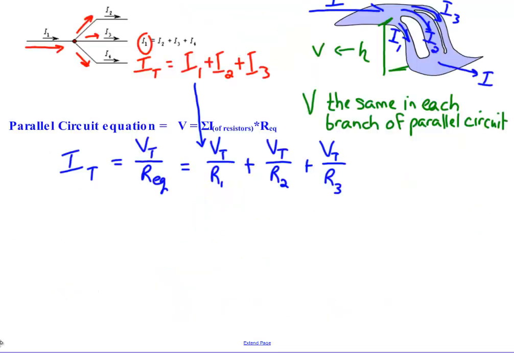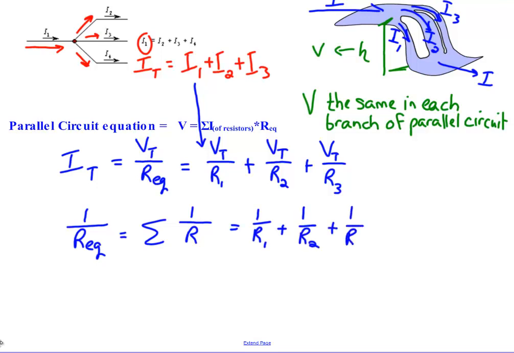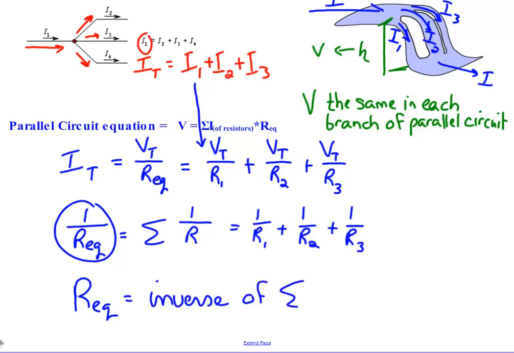So if we wanted to look at equivalent resistance in this case, we're going to look at 1 over the equivalent resistance equals the sum of 1 over each of the resistances. So that equals 1 over R1 plus 1 over R2 plus 1 over R3. When we're dealing with parallel circuits, we have to remember, first of all, that it's 1 over the equivalent resistance is equal to the sum of 1 over the resistances. And when we want to get the equivalent resistance, we have to take the inverse of the sum of 1 over the resistances. And that tends to be a step that people forget, so it's important that you keep reminding yourself about that.